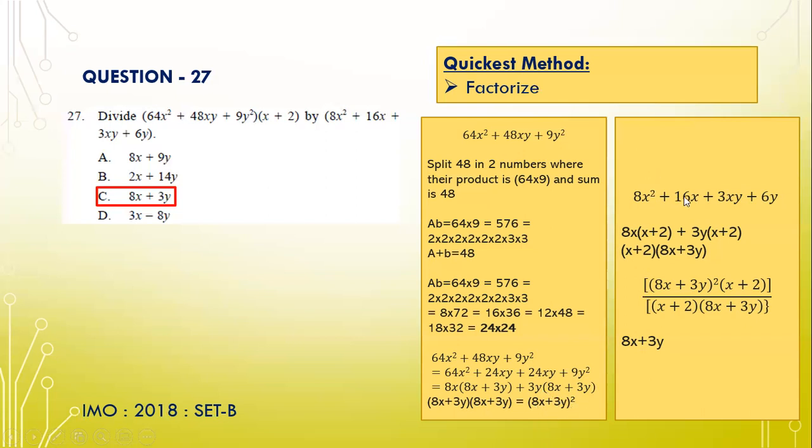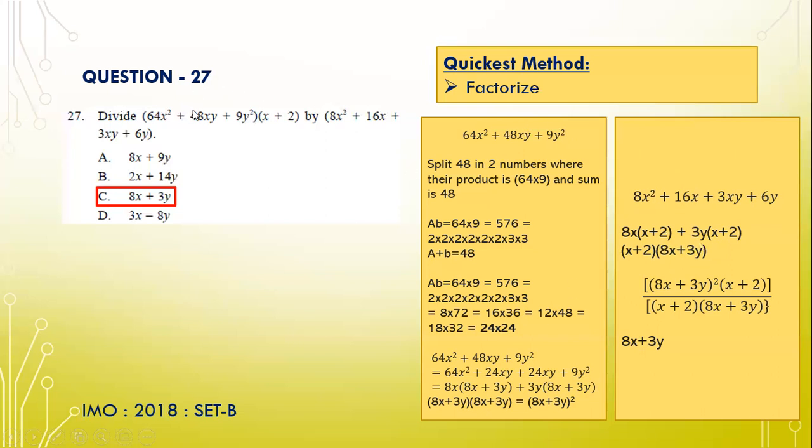Now 8x square plus 16x plus 3xy plus 6y, again same, factorize. So from the first two terms, take 8x out. So 8x into x plus 2 plus 3y into x plus 2. So it will be x plus 2 into 8x plus 3y.